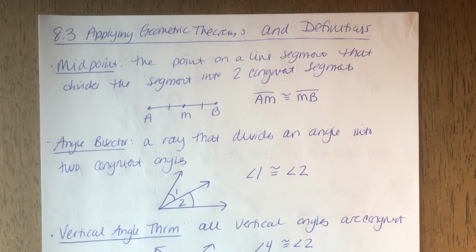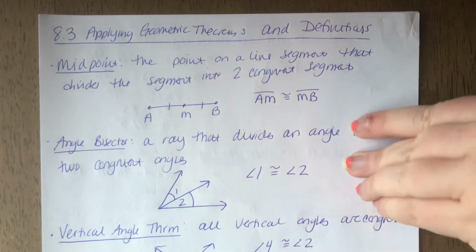An angle bisector, think of a bicycle having two tires. So an angle bisector is a ray that divides an angle into two congruent parts. So in this case, angle 1 is congruent to angle 2.